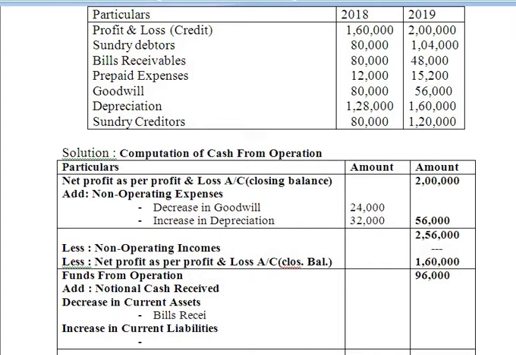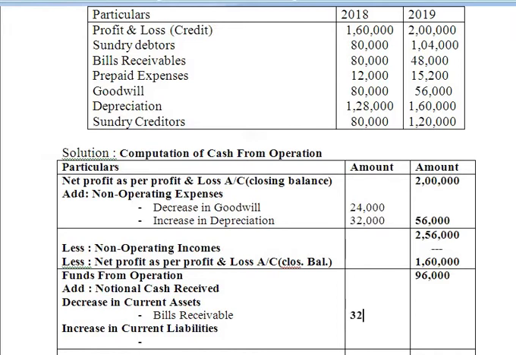Bills receivable. We need to make a correction over here. Not sundry debtors, it is bills receivable, because the amount of sundry debtors is increased whereas bills receivable is decreased. Bills receivable was 80,000 and now it is 48,000, which means that a total amount of rupees 32,000 has been received by the business organization. So this is nothing but notional cash received.